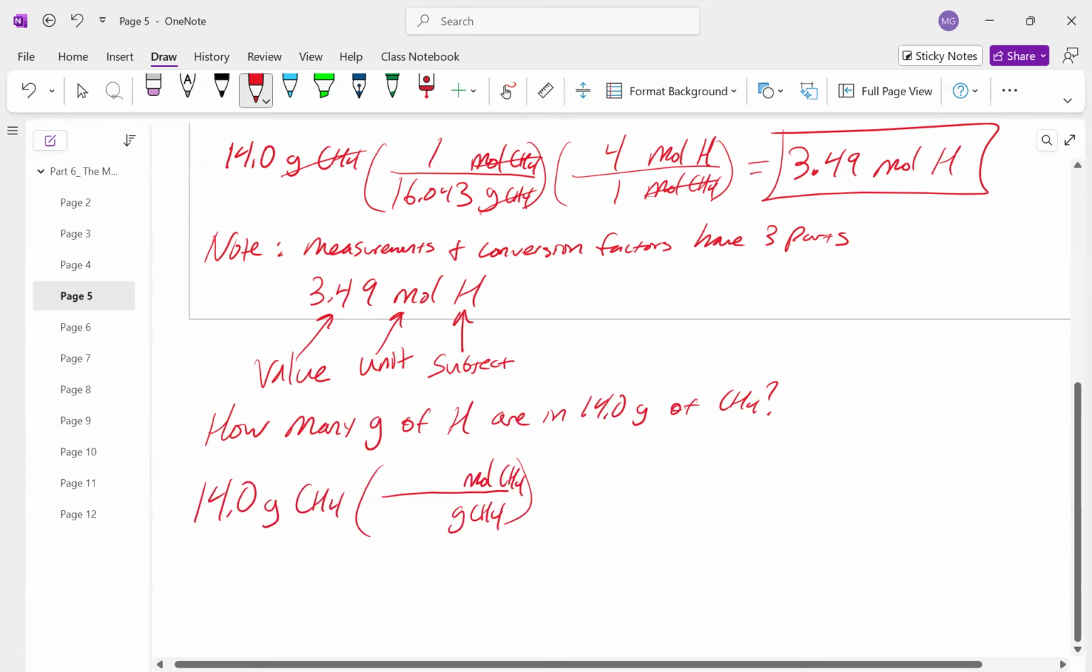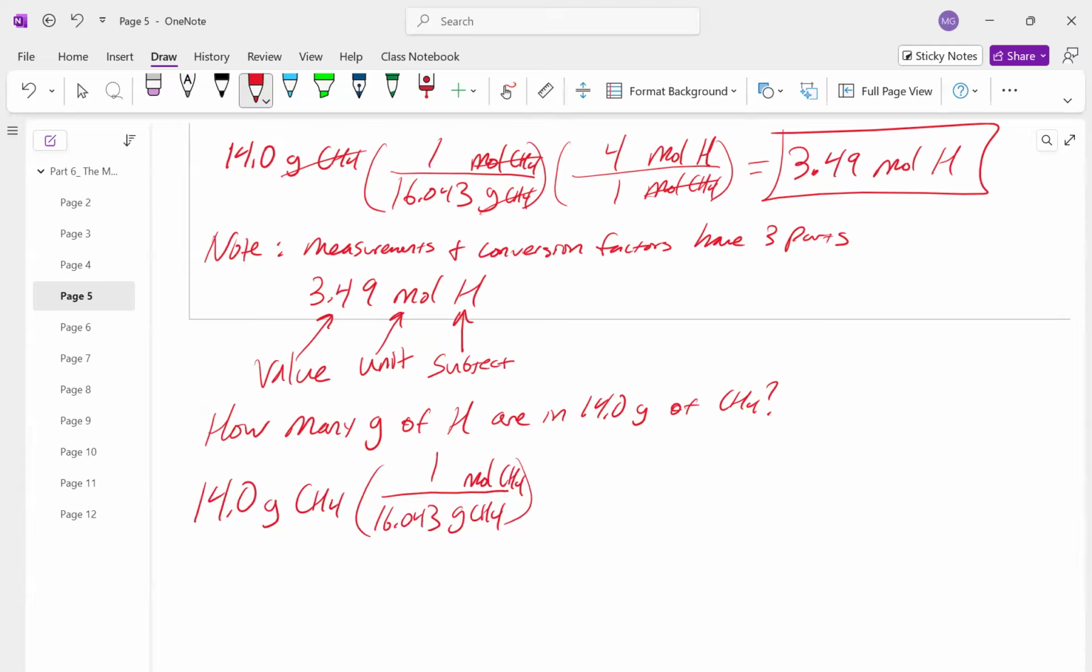So I find the molar mass. That comes out to 16.043. Notice that gives me moles of CH4. Okay, that's not what I want. I want hydrogen. So I look at the formula. The formula tells me that 1 mole of CH4 contains 4 moles of hydrogen.